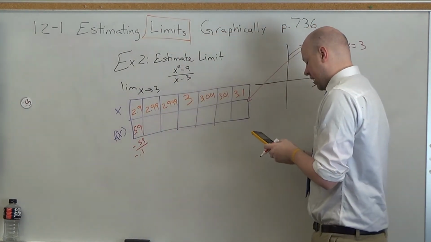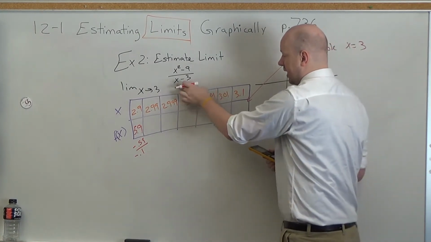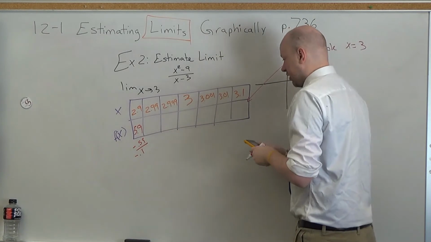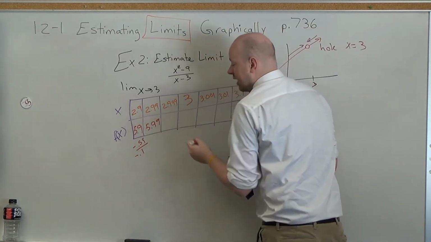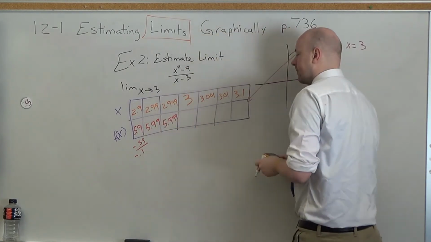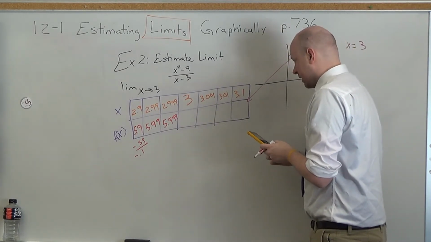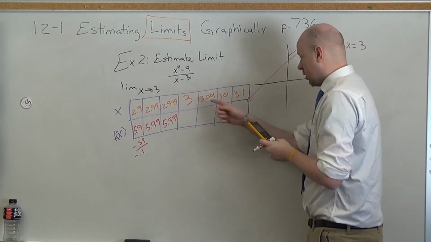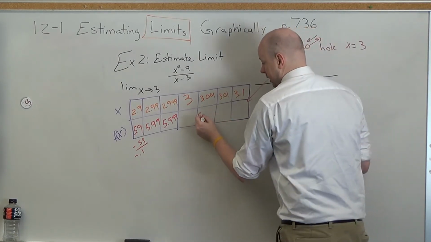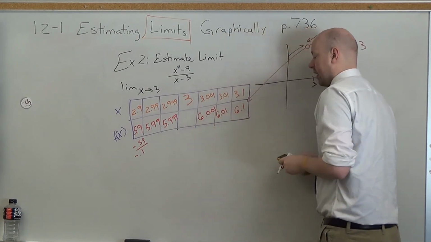Okay, 2.99 squared minus 9 divided by, well, I would get a negative 0.01. Negative 0.01, which would give me 5.99. As you can see, a pattern's really starting to emerge. My next one's going to be 5.999. Now if I do it on the other side, 3.001 squared minus 9 divided by 3.001 minus 3, so 0.001, is going to give me 6.001, then 6.01, and of course 6.1.